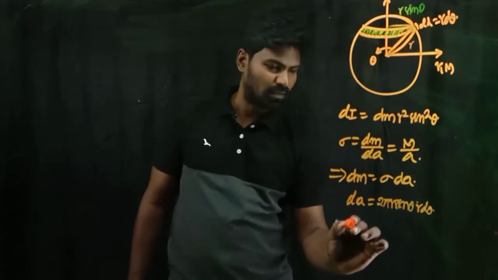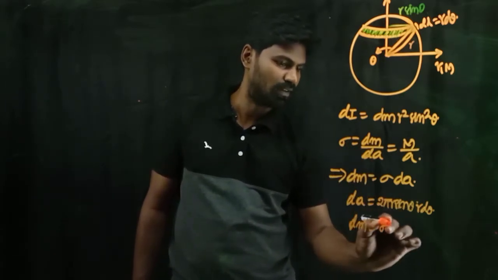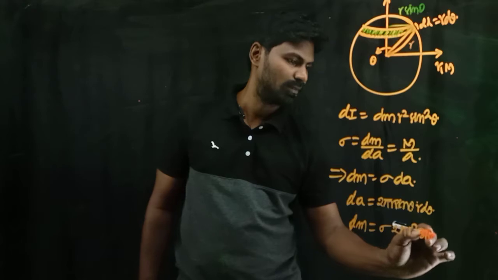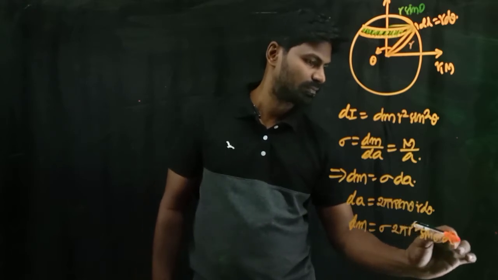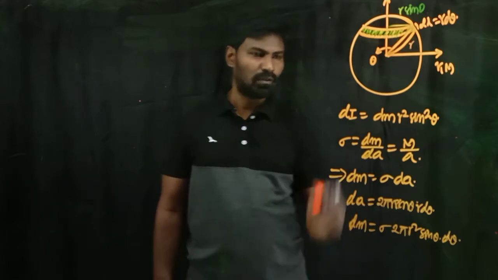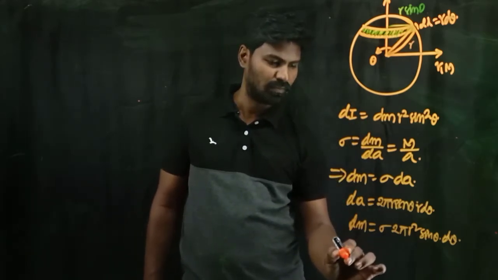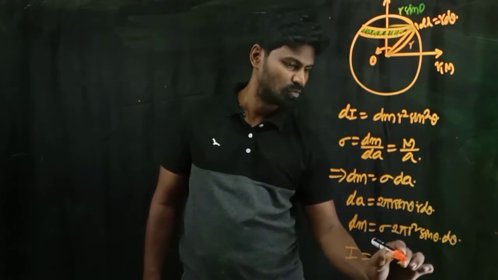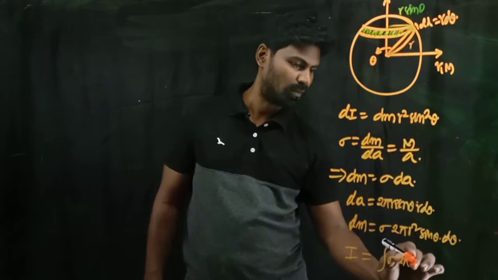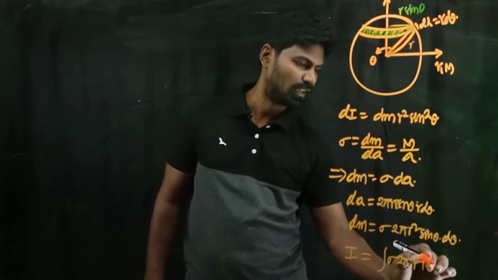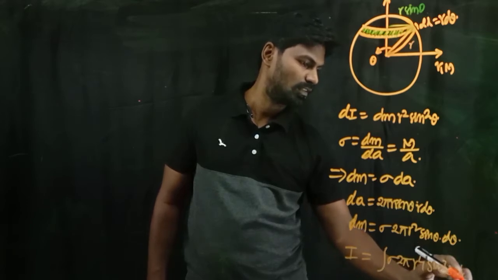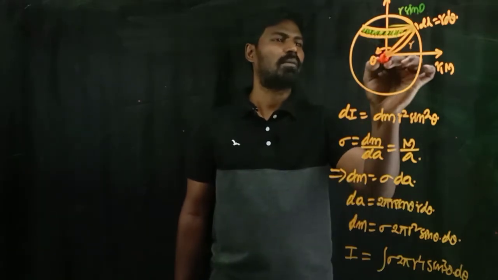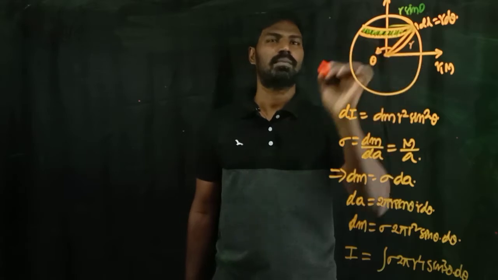Therefore, dm is equal to sigma into dA. dA is 2 pi r squared sin theta d theta. This is the mass element. So if you want to calculate the moment of inertia, what should you do? I is equal to the summation over dm. Sigma 2 pi r squared into r squared, r to the power 4, sin theta into sin squared theta, sin cubed theta, into d theta. If you carry out this integration, we will get the total moment of inertia of this sphere about this axis. Let me call it the z-axis passing through the center.